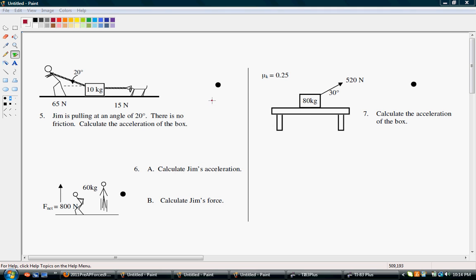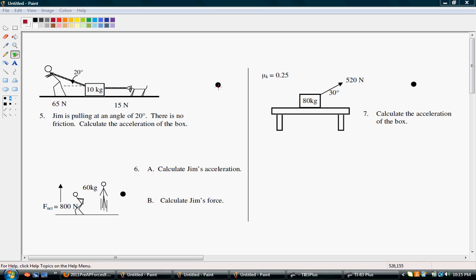Here we're given 3 more problems on this forces review. Number 5 says that Jim is pulling at an angle of 20 degrees. There is no friction. Calculate the acceleration of the box. Okay, so first we need to go ahead and draw a free body diagram for the box.